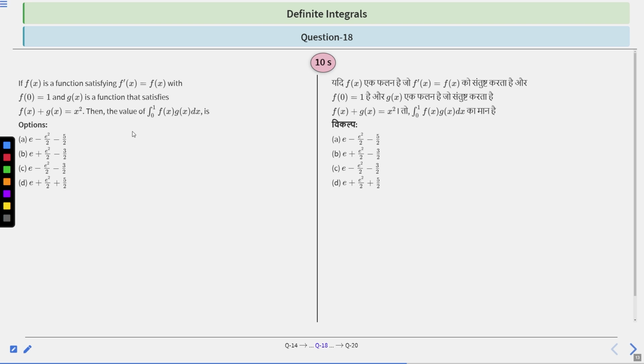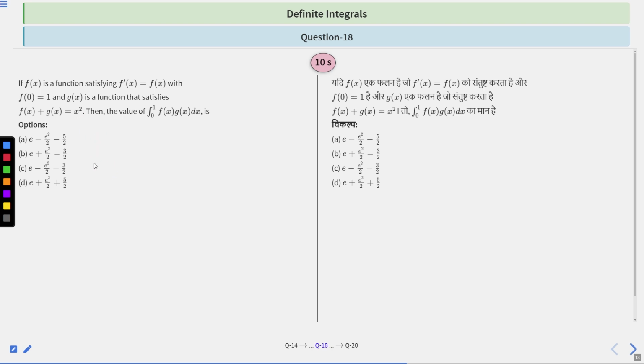See, again the hint of this question is: g(x) is a function that satisfies g(x) + f(x) = x squared, and f'(x) is basically f(x). So what can we do? If we differentiate both sides, then f'(x) + g'(x) will be equal to 2x. Clear? And f'(x) is equal to f(x). Therefore, f(x) + g'(x) is equal to 2x.